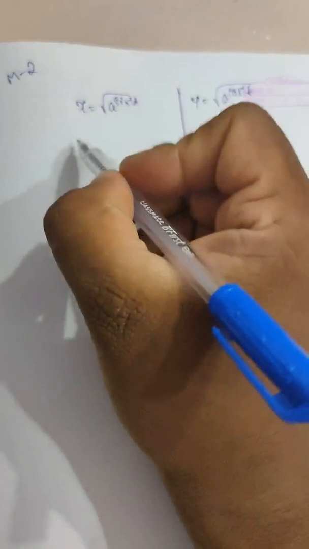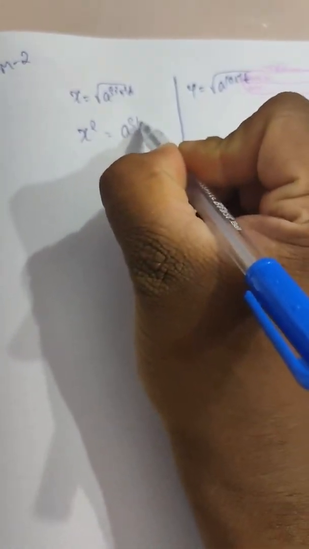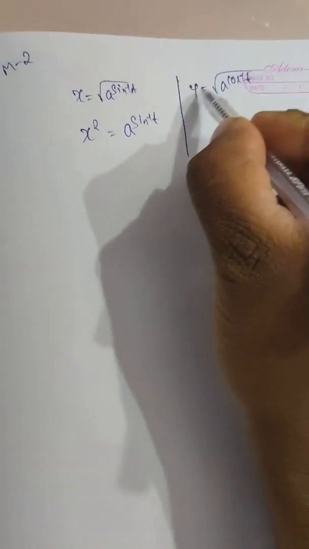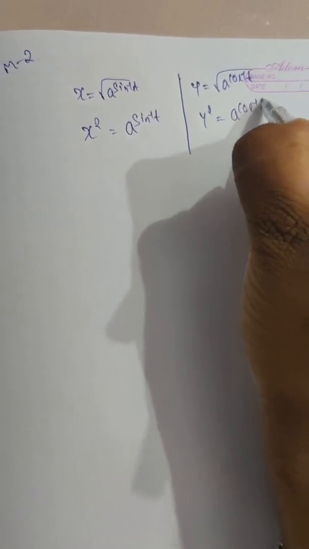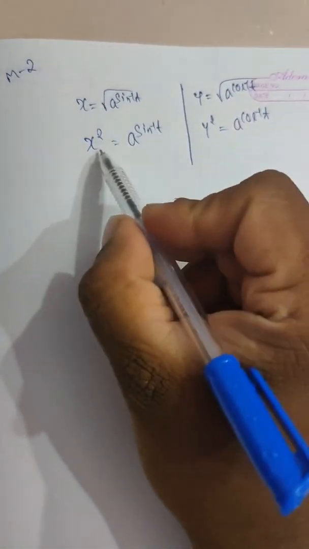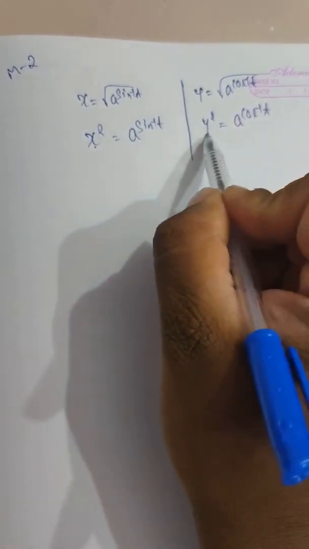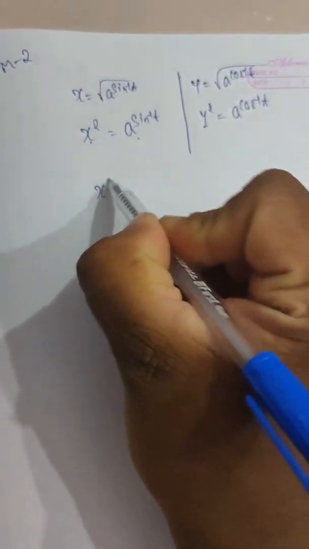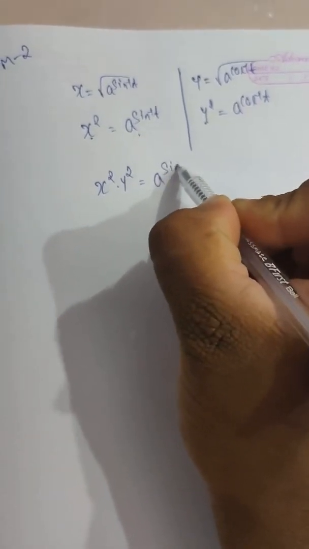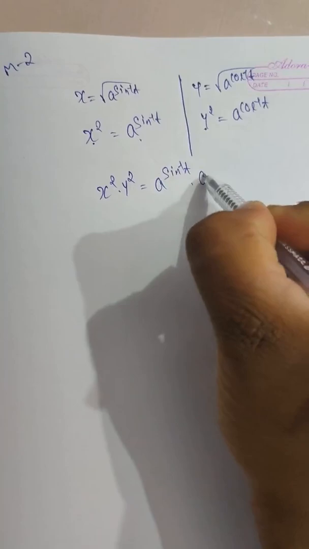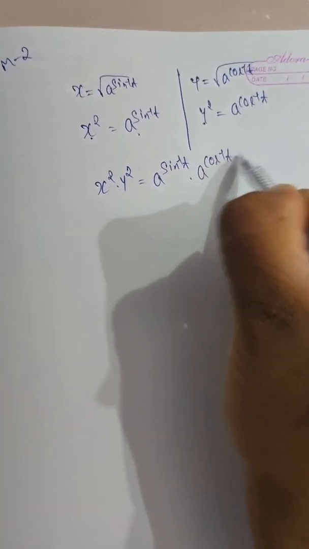Now what you want to do is take the root to this side, then x square is equal to a to the power of sin inverse t. Similarly, y square is equal to a to the power of cos inverse t. Now multiply left hand side to left hand side, right hand side to right hand side, then it becomes x square into y square is equal to a to the power of sin inverse t into a to the power of cos inverse t.